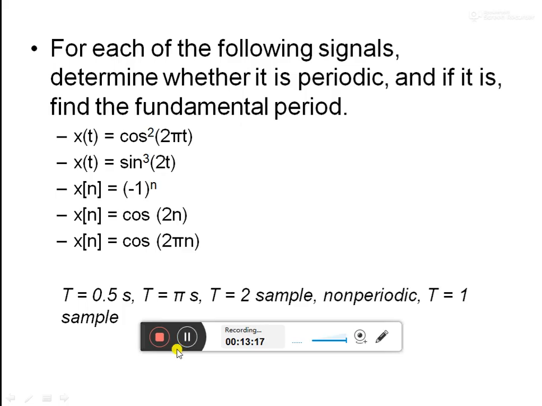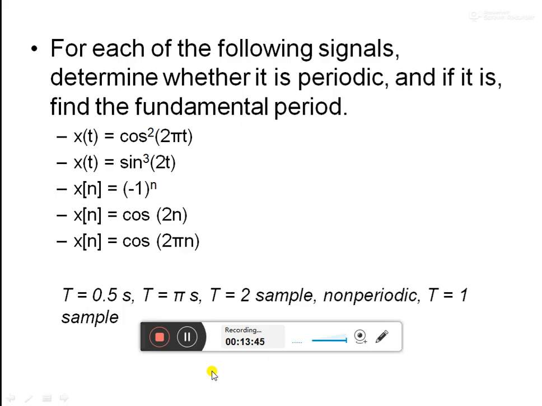A question is given here to determine the periodicity of a signal. There are a variety of continuous and discrete time signals listed here. The first signal is x of t equal to cos square 2 pi t. The second signal is x of t equal to sin cube 2t. The discrete time signals are x of n equal to -1 to the power n, x of n equal to cos 2n, and x of n equal to cos 2 pi n. Our task is to find the fundamental periods.